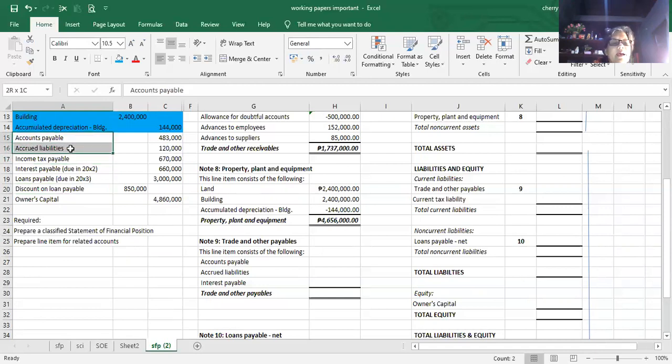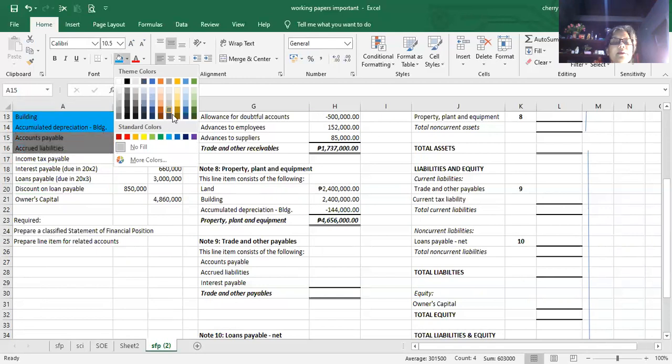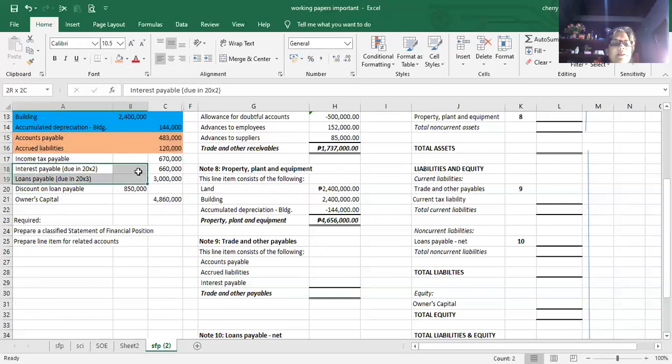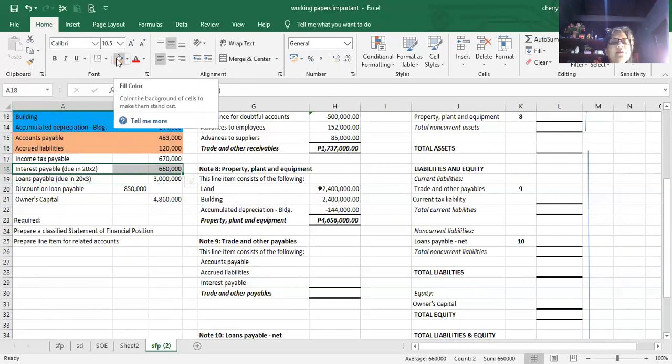So let us assign a color. What color? Violet. Okay, this one orange. And interest payable due in 20X2. We are preparing December 31, 20X1. Therefore, it is within 12 months. So it is current. So let's make it also orange.